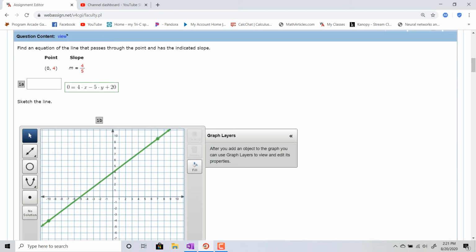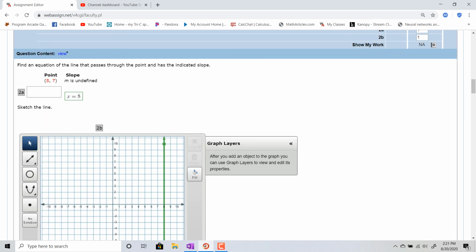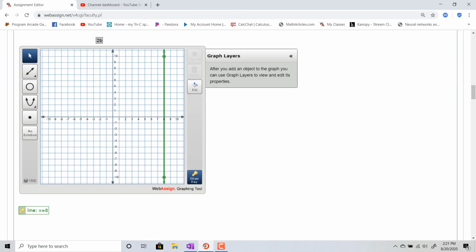Find the equation of the line given a point and a slope. Okay, we did that. Find the equation of a line when the slope is undefined. It's a vertical line, and it's going through the point 8,7. So you just draw a vertical line through 8,7. This graphing stuff can be a little tricky sometimes. Make sure you're using the double-headed arrow. I had some students try to use the double dot, and that won't work. Even if you get the line in the right place, vertically through that point, it'll mark it wrong. You have to use the double-headed arrow.